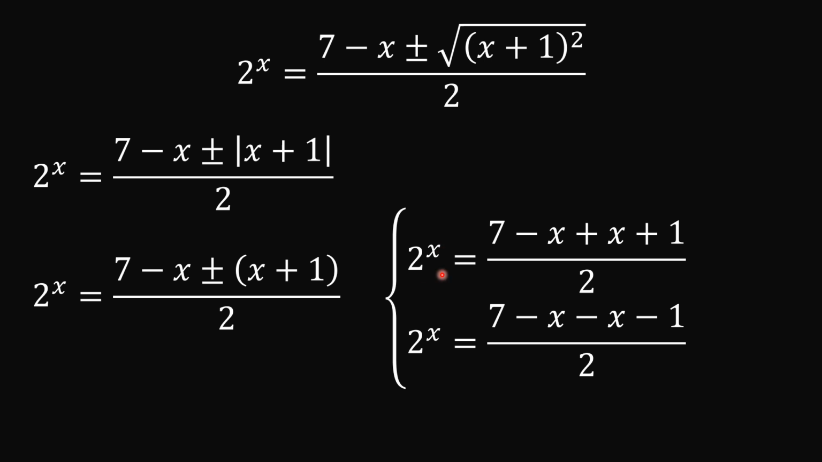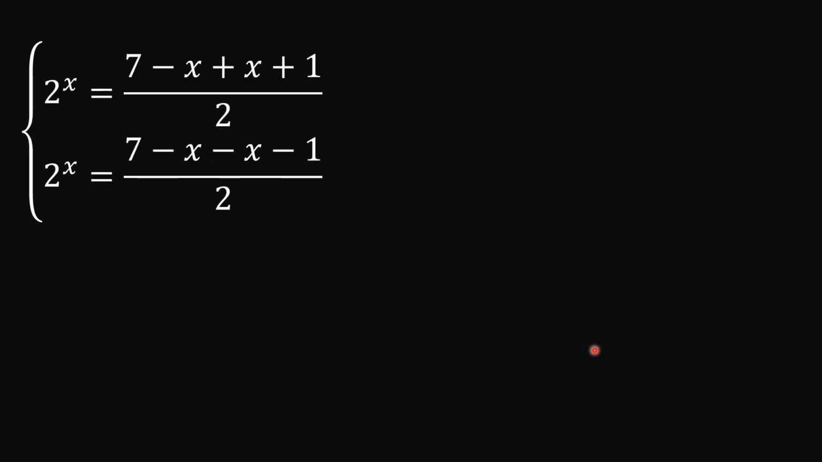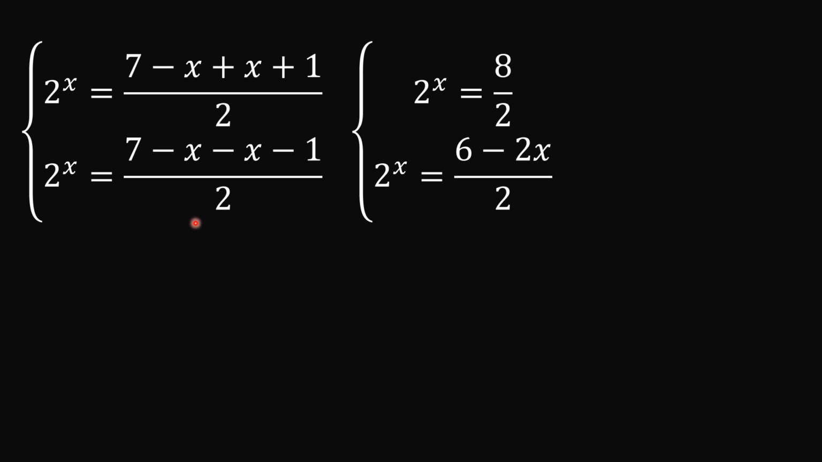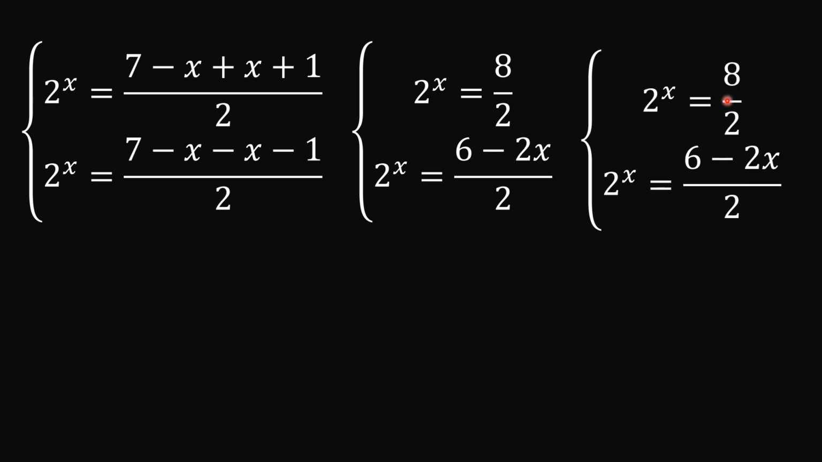Either we're going to have 2 to the x equals 7 minus x plus 1 over 2, or we're going to consider the negative sign here, which is this one here. So from here we're going to have that 2 to the x here is going to be x. We're going to cancel this 2x here. We're going to have 8 over 2, and then here we're going to have 6 minus 2x. And then from here we have 2 to the x over 2. I should write here 4, but I just kept it. I don't know why. And then we're going to have that 2 to the x equals 4, and then 2 to the x equals 3 minus x here.